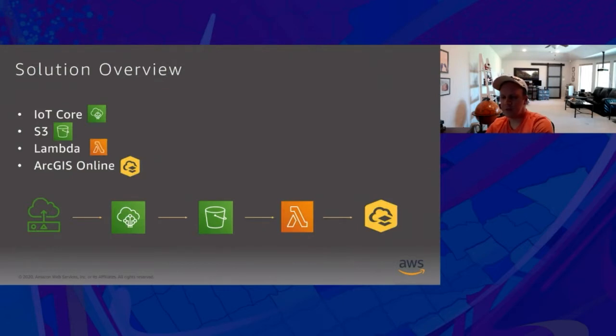We are also going to build the solution today, so we're going to fully build this out. We're going to set up IoT Core. IoT Core is going to stream. We'll have traffic coming in through Mqtt that streams into IoT Core. IoT Core is going to forward that traffic to an S3 bucket. We're going to have an S3 event trigger that's looking for objects to be written to the bucket, that will then trigger a Lambda function to automatically grab that file and upload it to ArcGIS Online and create a feature layer.